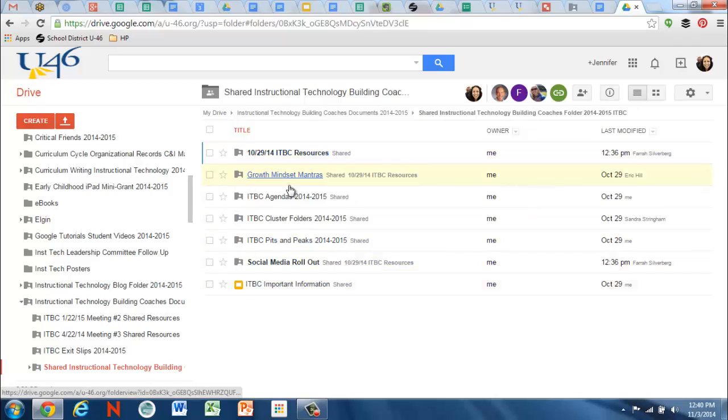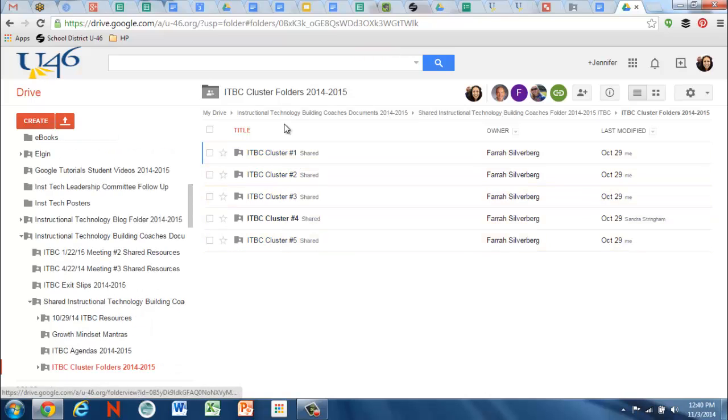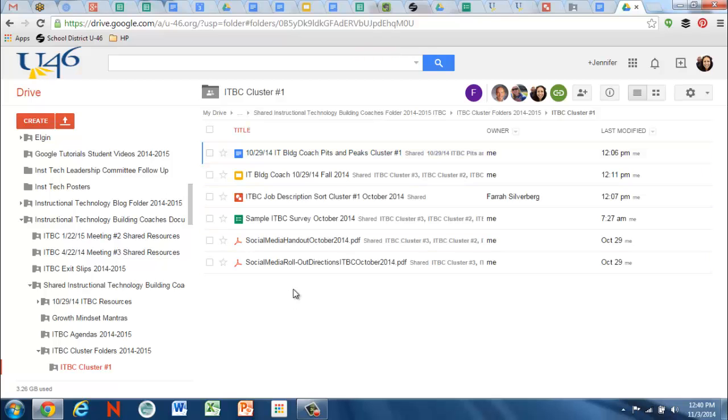and then I've organized things a bunch of different ways. We have agendas, cluster folders, pits and peaks, the resources from this meeting. Go ahead and click on the cluster folder, and then Farah should have attached a list of the clusters so you know which cluster your school falls into. And then go ahead and click on your cluster and you'll have resources to the meeting in there as well.